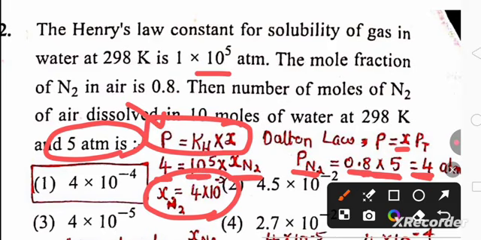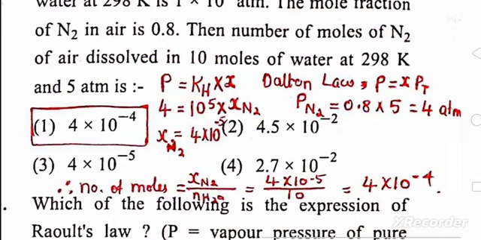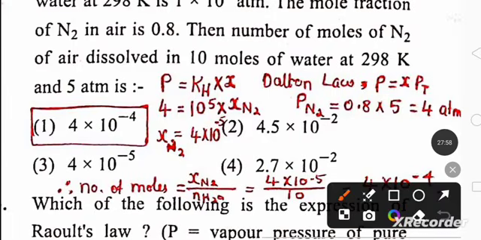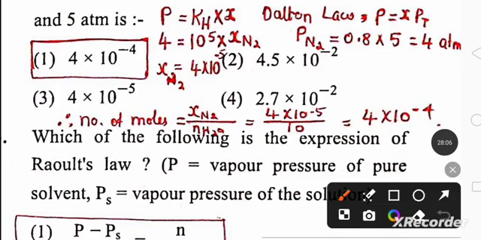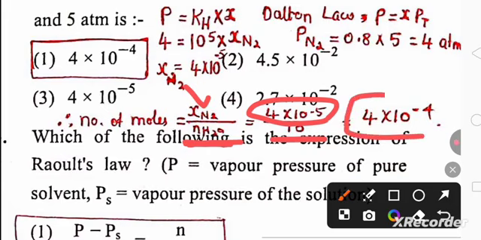We need to find the number of moles of nitrogen from air dissolved in 10 moles of water. For that, the number of moles is equal to the mole fraction of nitrogen divided by the total number of moles of water. As the nitrogen mole fraction is very small, that we can neglect in the denominator. So the number of moles of water is 10, and the mole fraction of nitrogen is 4 into 10 to the power of minus 5. When you calculate, you will get 4 into 10 to the power of minus 4. That is option A, the right answer for this question.